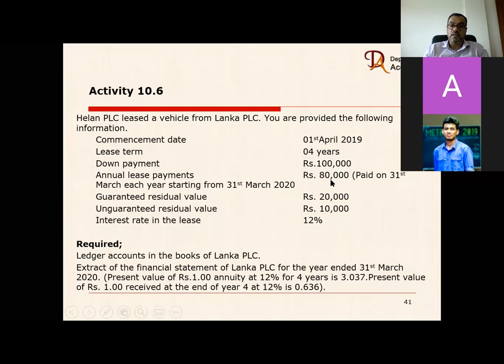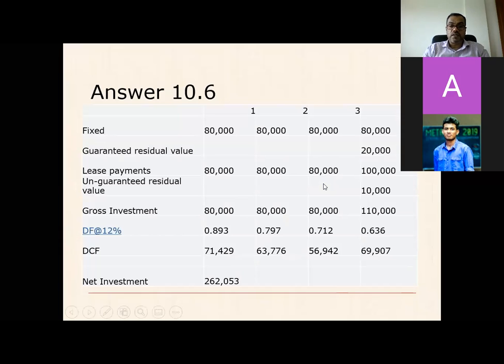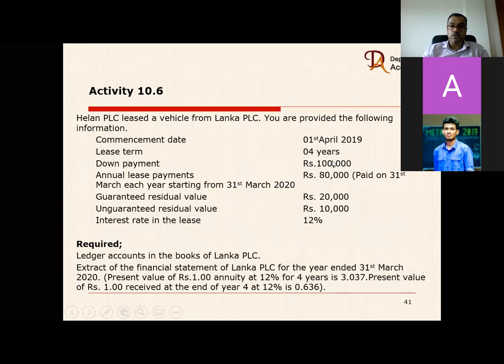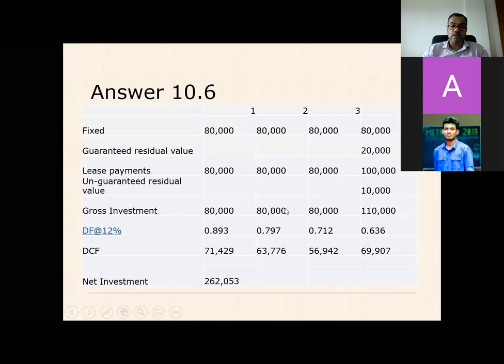Then simply you can discount. Answer is this. Fixed amount 80, guaranteed residual value is this much, unguaranteed is this much. Therefore, gross investment is this 80, this much, except that 100,000 that has been ignored. So this is also a part of your gross investment. So gross investment arising from rentals.